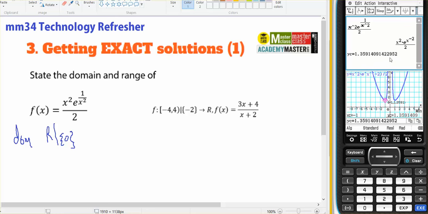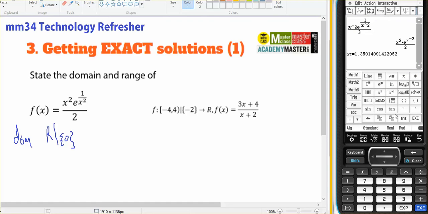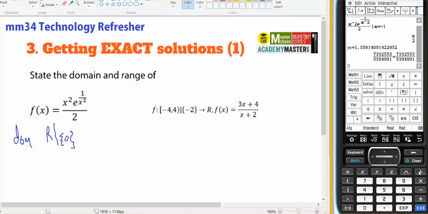a non-recurring decimal. So what I'll do is I know that it's at -1, and if I come back up here, bring up my keyboard, math3, given x equals, and I'll put in -1, that will give me the exact value of what that is, which looks like e divided by 2. Turn it into decimal, that's the same answer as that. Therefore, turn that back into standard, it's e over 2.